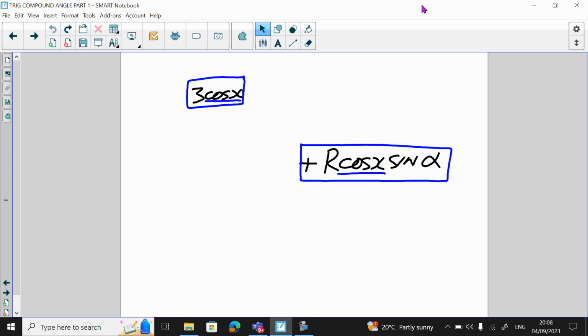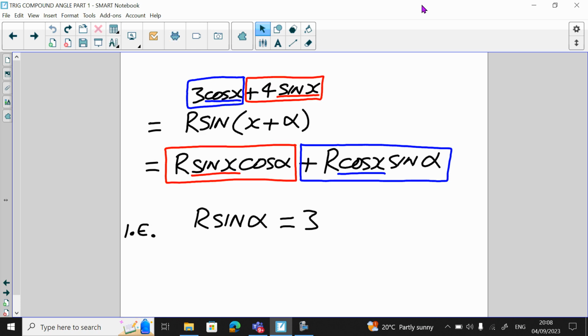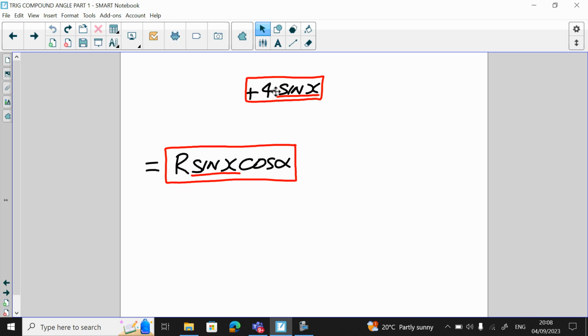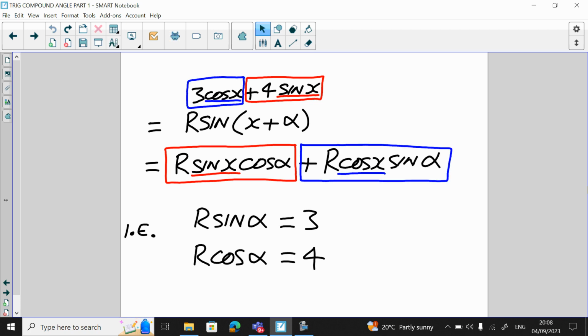Emphasizing it here, 3 cos x equals that, so that's why I have R sin alpha equals 3. That's where I'm getting that from. And also, for the sin x, I'm getting 4, R cos alpha. That's where I get that from. I've got a pair of equations here: R sin alpha equals 3, and R cos alpha equals 4.